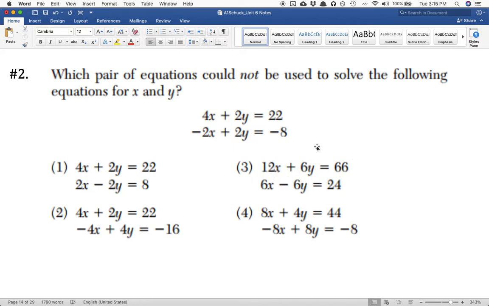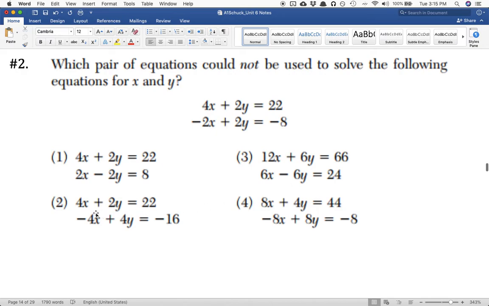Over here, let's see what we did. It looks like I multiplied the top one by 3. 4 times 3 is 12. 2 times 3 is 6. 22 times 3 is 66. That looks okay. And it looks like we multiplied the bottom one by negative 3. Negative 3 times negative 2 is a positive 6. Negative 3 times positive 2, negative 6. Negative 3 times negative 8, positive 24. This one looks okay too. For this one over here, nothing changed on the top. On the bottom, it looks like I multiplied everybody by 2.